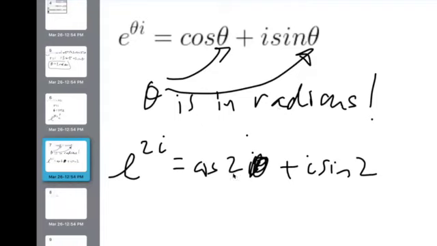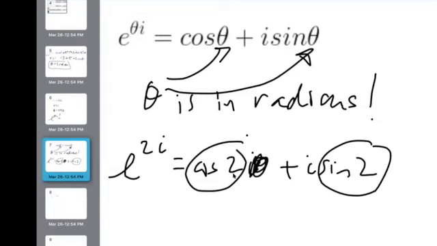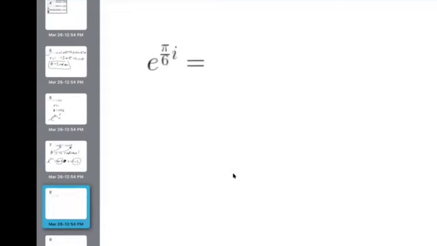Now this is great, except usually I don't know what cosine 2 is without a calculator. But there are some questions I can do now with no calculator. Like this one. You can now answer this question all the way down. You don't need a calculator because pi over 6 is a nice number. Why don't you, in the chat window, type in what you think the answer is to this question.